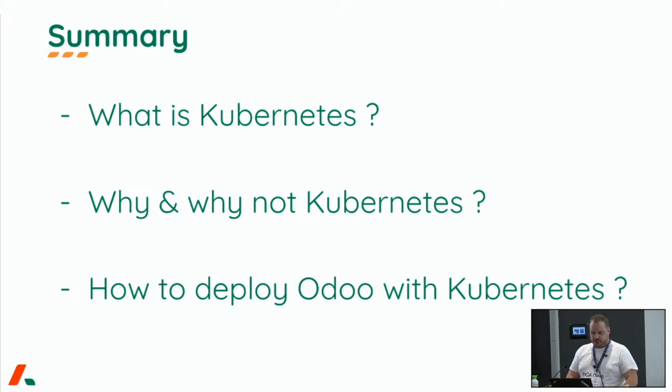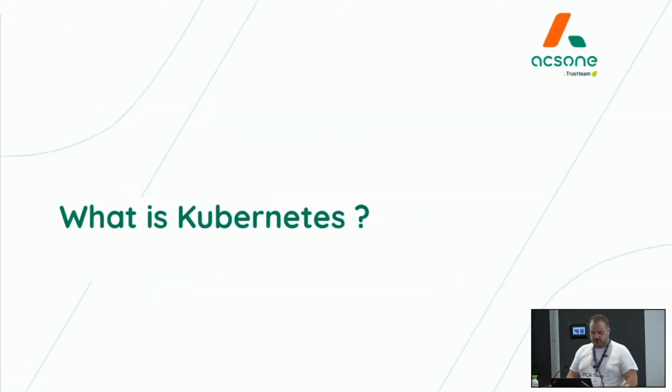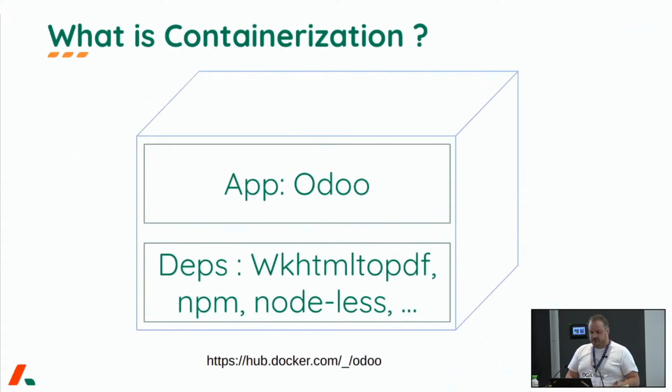So let's move on to the next part of this presentation: what is Kubernetes. Before Kubernetes, we have the concept of containerization. So what is containerization? Basically, it's very simple. Containerized applications are applications that run in an isolated runtime environment called containers, and those containers encapsulate an application with all its dependencies.